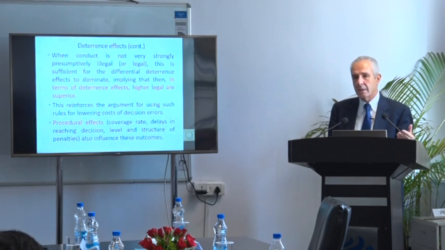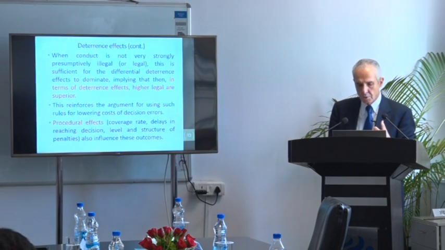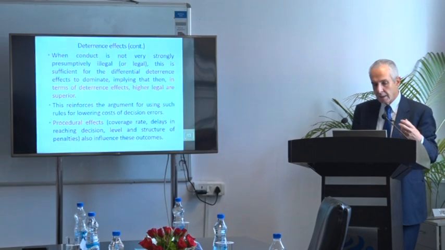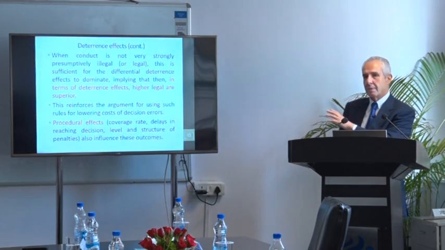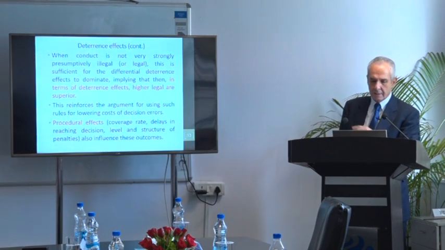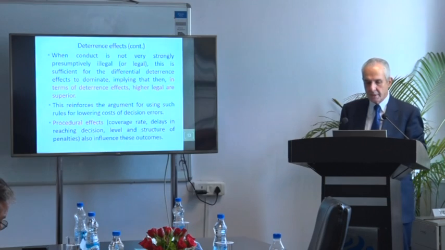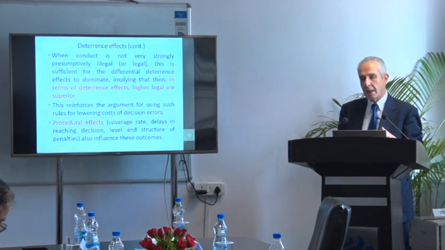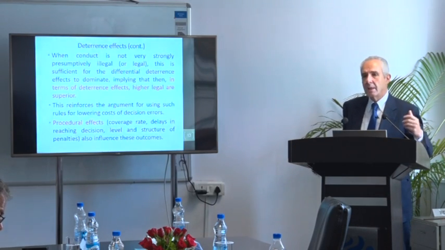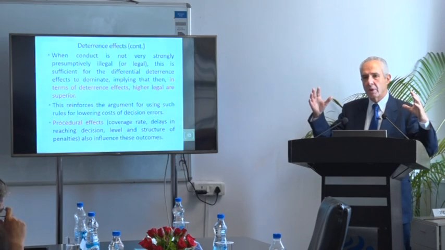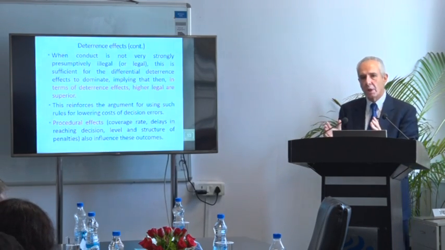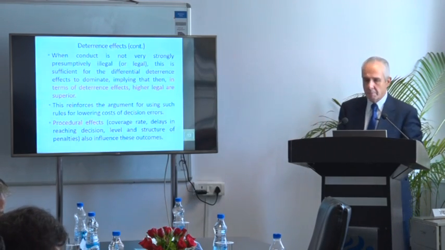It is therefore going to strengthen the impact that we mentioned relating to decision errors. When is it going to happen? When is the differential deterrence effect more important than the absolute deterrence effect? Well, look, the situations under which this will emerge are very similar to the situations where the cost of decision errors is lower under effects-based. The answer is when conduct is not very strongly presumptively illegal, then this will be sufficient for the differential deterrence effect to dominate, and this implies that the deterrence effects will be superior under effects-based than under per se. So, assuming, as we did before, that many of these conducts are not strongly presumptively illegal, it means that both in terms of decision errors and in terms of deterrence effects, effects-based rules are better to use.